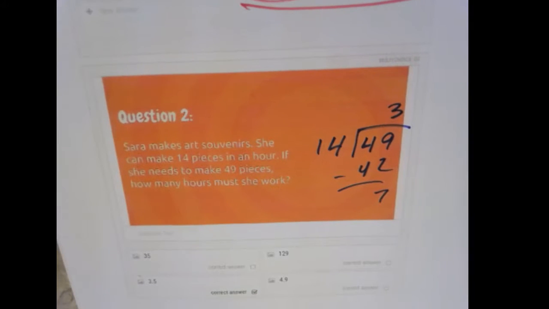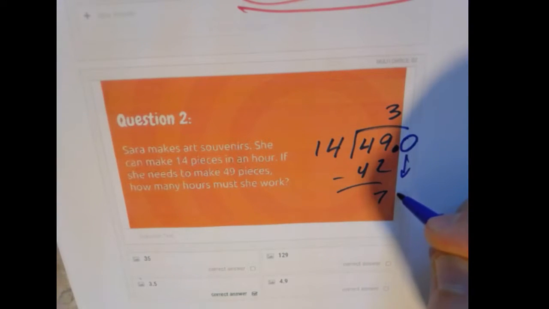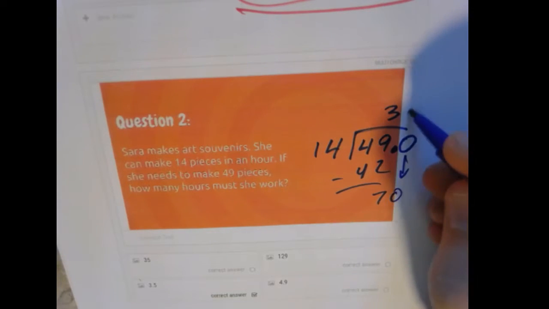Okay, do you remember what we do here? So 14 doesn't fit into 7, so we need to make a 0 over here. Careful not to make it 390, though. We need to change something here without changing the number itself. So it's going to be 49.0. All right, now we have a helper digit to drop down. How many times does 14 fit into 70? And that would be 5 times, okay? So 5 times 14 is 70. Find the difference, and we get to 0.